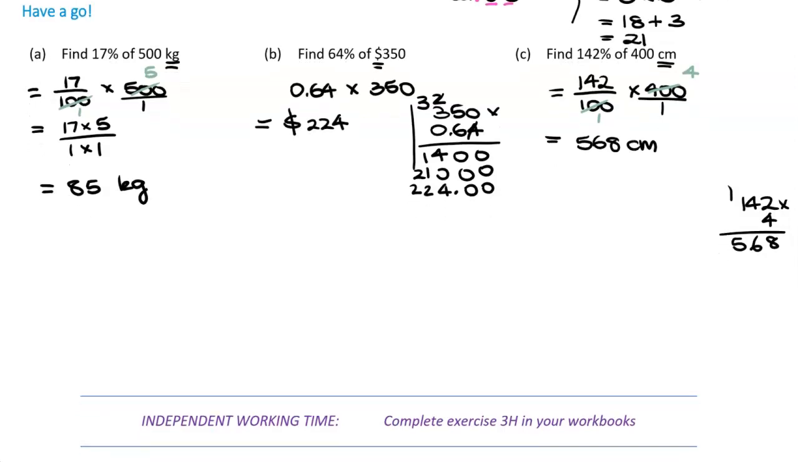And now an opportunity for some independent working time. Good luck. Let me know if you've got any questions.